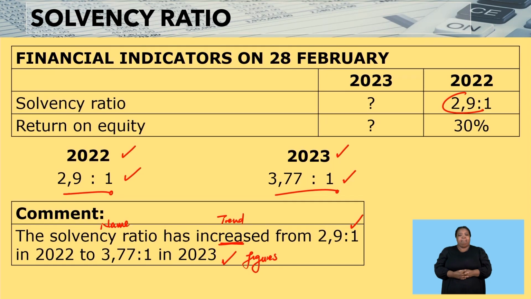Very, very important, dear learners, that when we do our analysis and interpretation, when you are commenting, you need to remember the name, the trend, as well as the figures. Once you have commented using the name, the trend, and the figures, you can rest and know that you are going to pick a lot of marks.